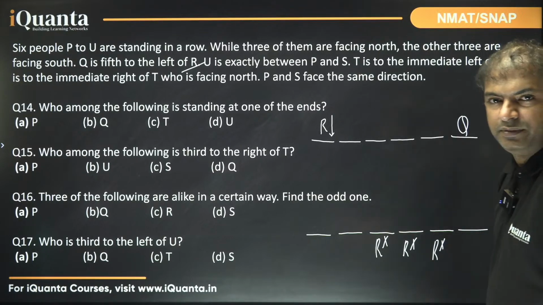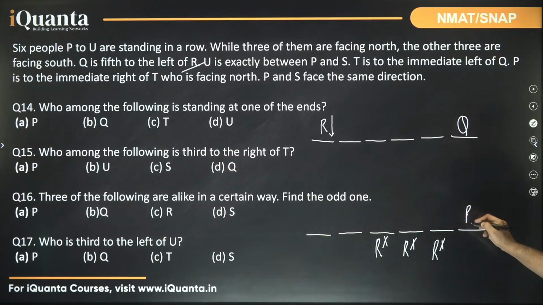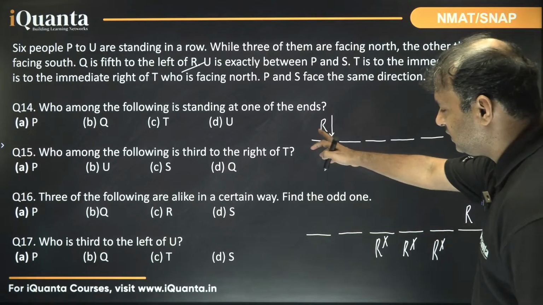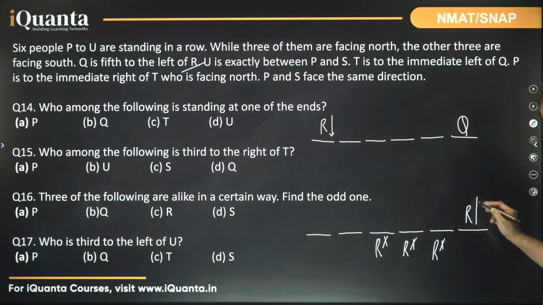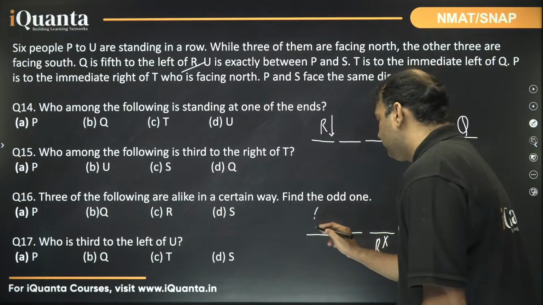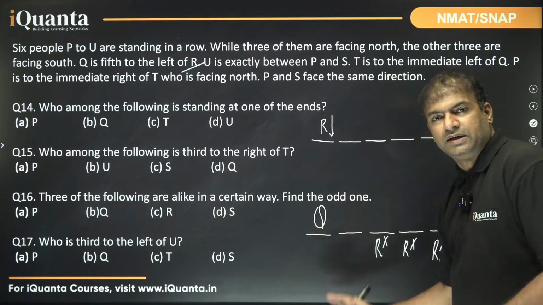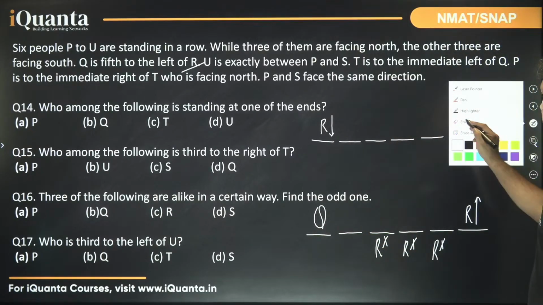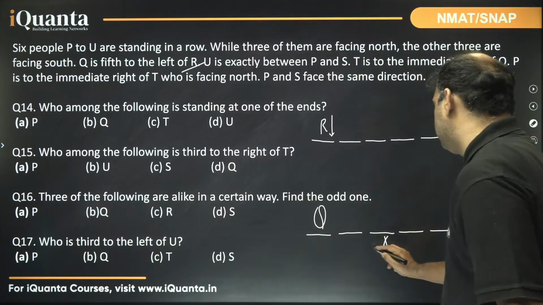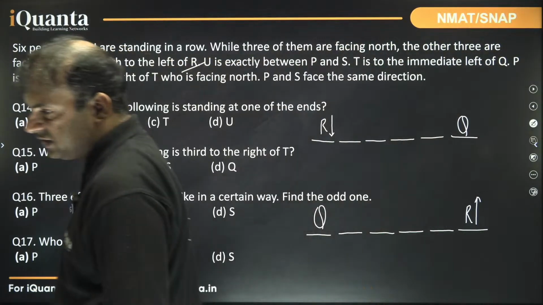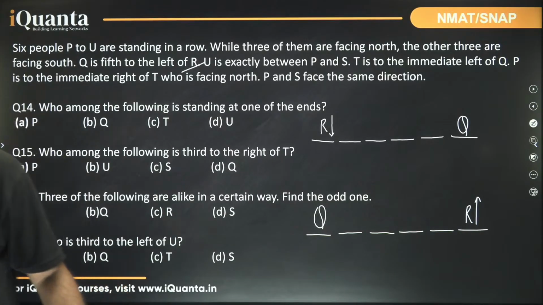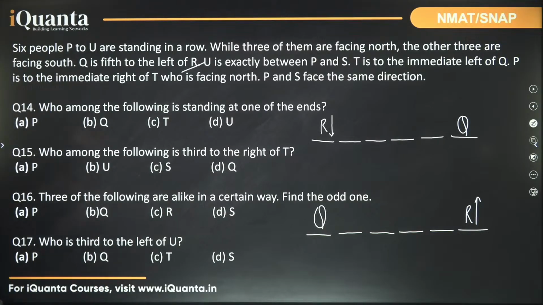So the only possibility for R is this, right? The only other possibility of R is this, where R has to be facing north to fix Q fifth left of him over this place, right? So guys, we can say that we have only 2 possibilities for R and Q, right? I hope you understand this first of all. Everyone, I really hope you understand this. You can also reply to me once, so that I can know whether you have understood this or not.